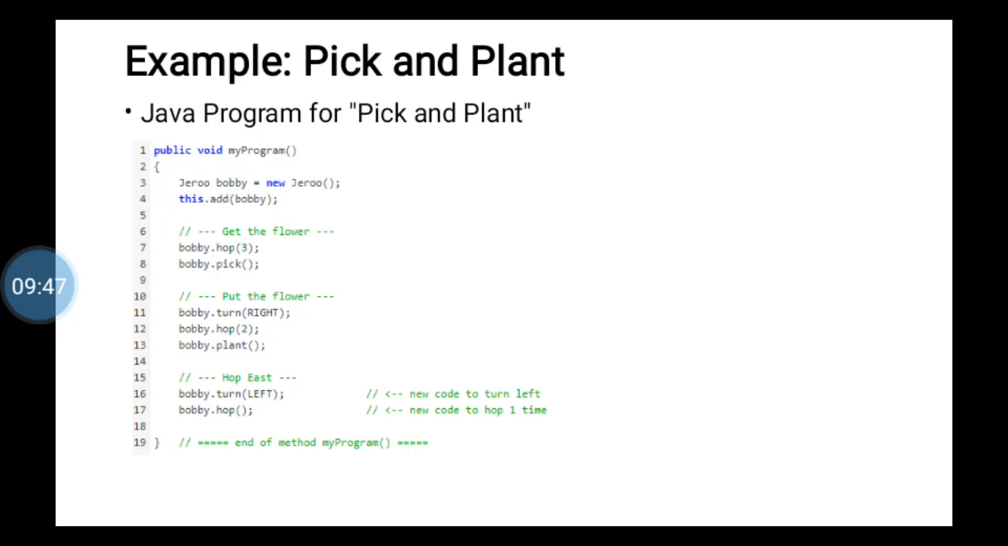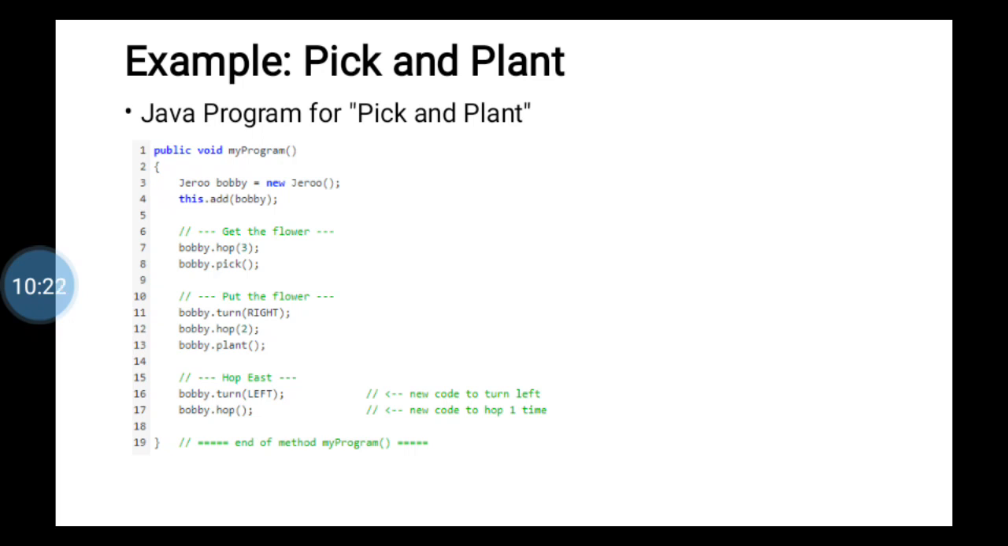So, like I said, here is my Java program for pick and plant. I'm going to create a public class called my program. Now, Jeru Bobby equals new Jeru. That means Bobby is the name I'm assigning to my Jeru. Like I said, if you change that Bobby to any other name, you're going to assign that name to your Jeru. Then this does add Bobby. That basically just adds the following steps to the actions that Jeru is going to perform.